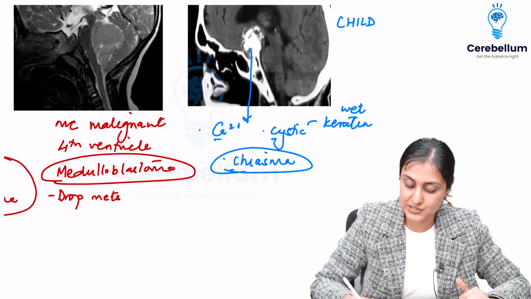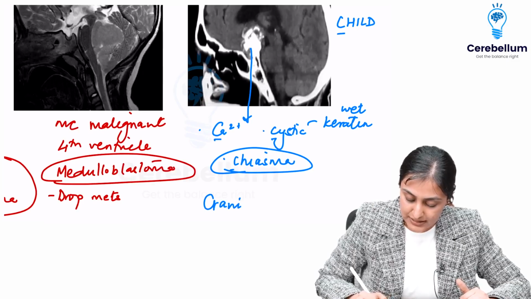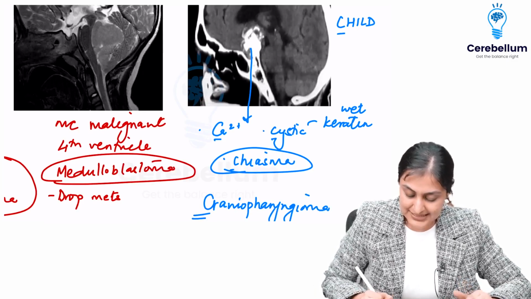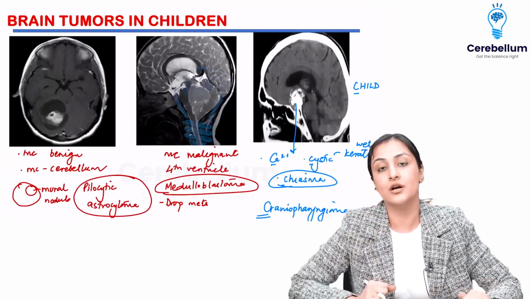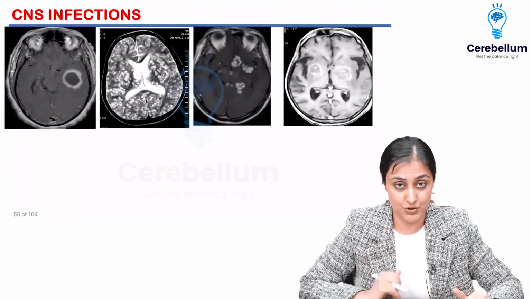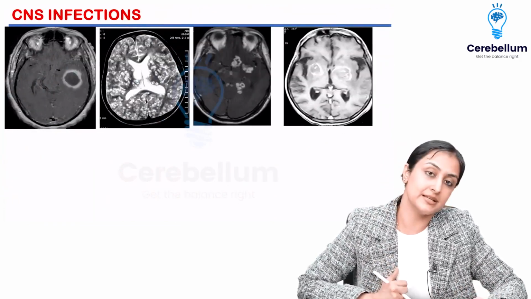So all C's together, the diagnosis is craniopharyngioma. So whenever you see the C, all of it goes together, right? So these are 6 tumors that we need to remember in total, 3 in adults, 3 in children.